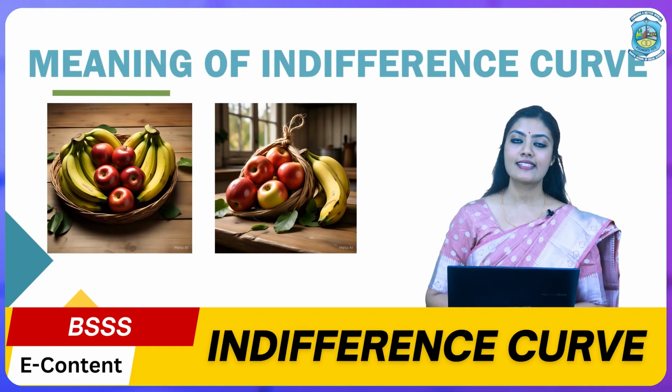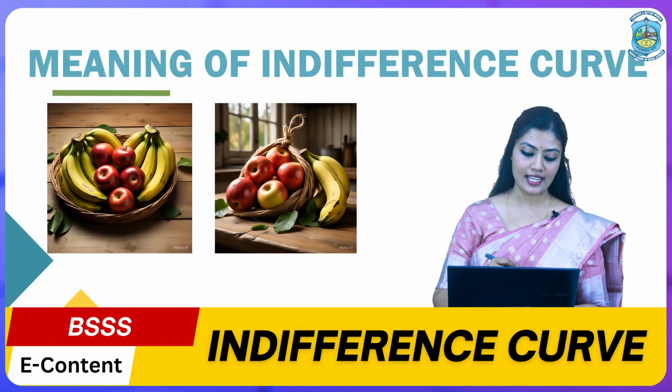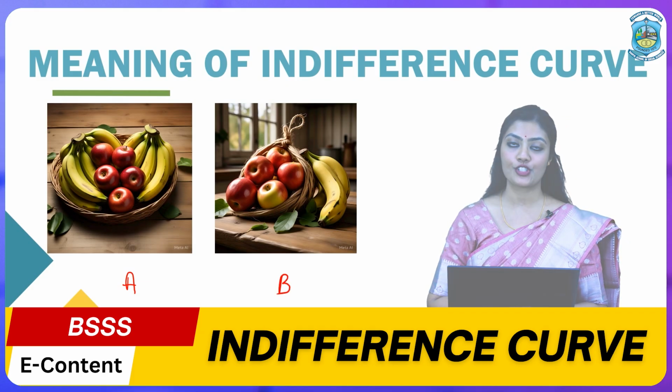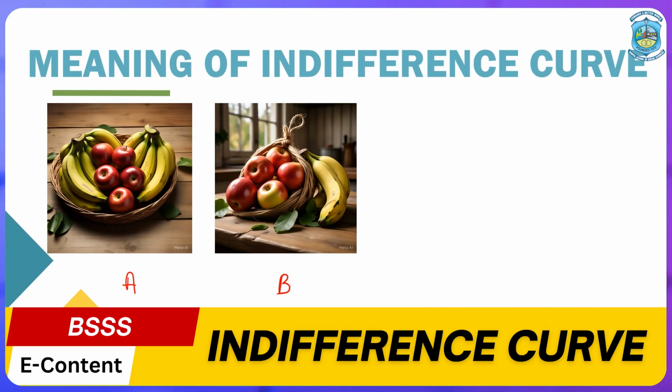To understand this concept better, let us look into the diagram. Assume that this is combination A and this is combination B. For combination A, we can see that there are more bananas and fewer apples. And for combination B, there are more apples and fewer bananas. If there is a consumer and he has to decide which combination of goods, that is A or B, he should have, he is going to be indifferent about it. The reason is that both will give him the same level of satisfaction.